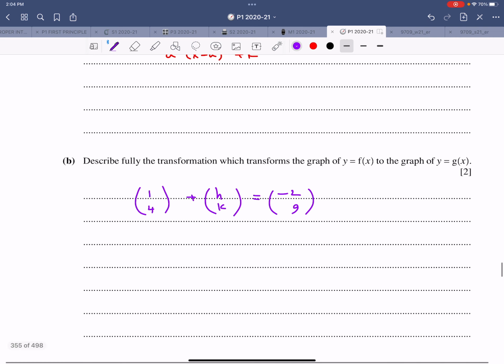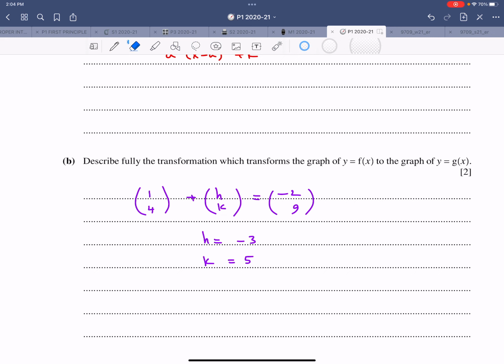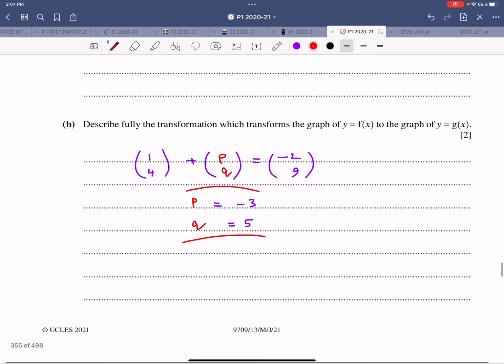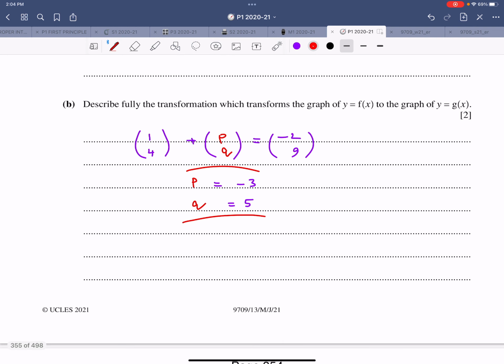So h comes out to be negative 3, k comes out to be 5. So now this hk is different. Let me write this thing as pq. That translation is pq, and this is p and q. So this is what's happening. In other words, actually not a single transformation, two transformations.